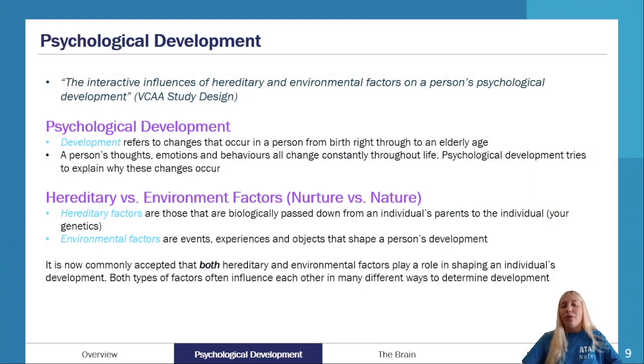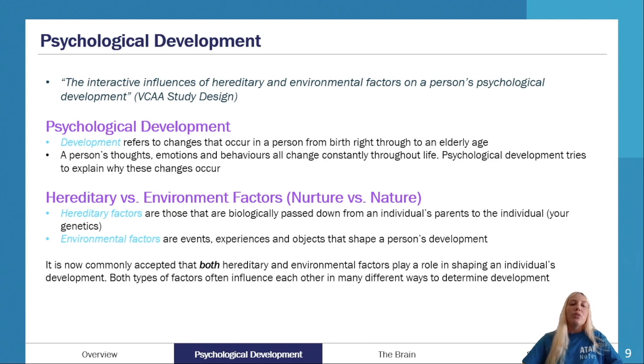All right, so we'll jump right into it and begin with psychological development. To begin with, we'll look at the very definition as well as the nature versus nurture debate. The VCE study design states the interactive influences of hereditary and environmental factors on a person's psychological development. Therefore, this is a dot point that you are expected to know and be assessed on.